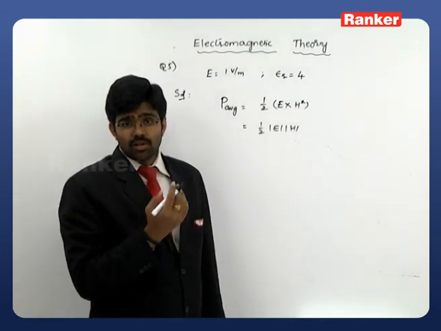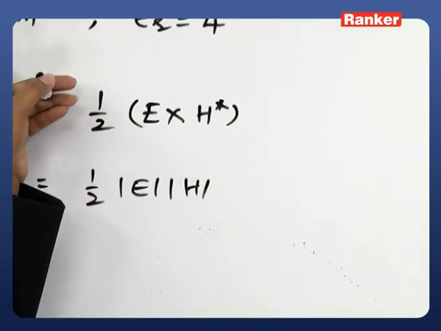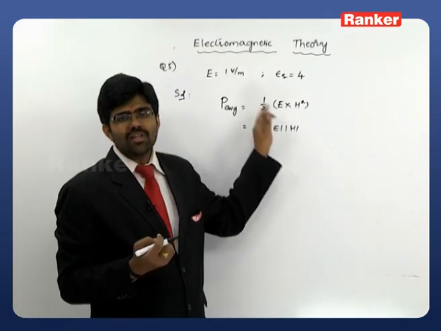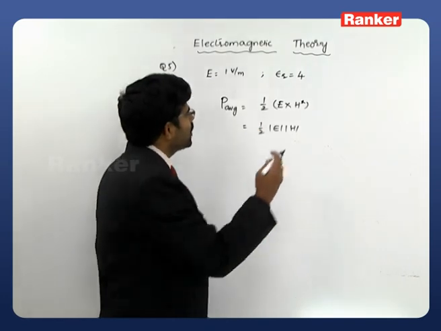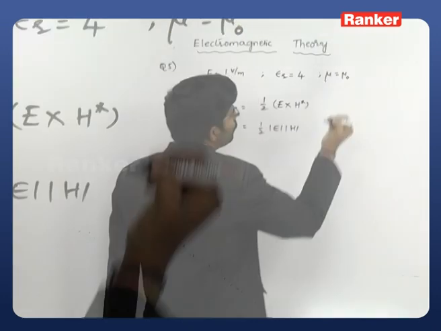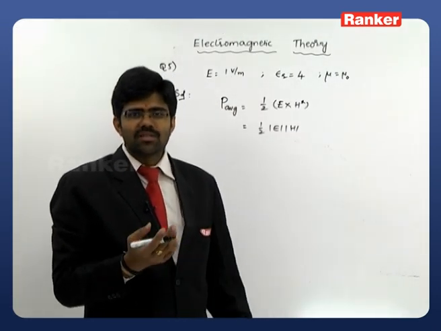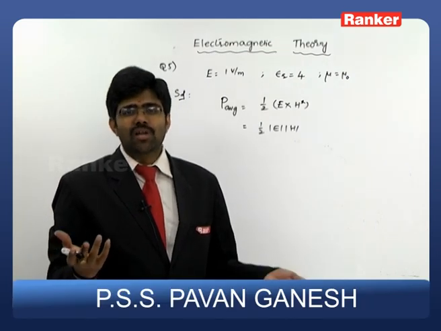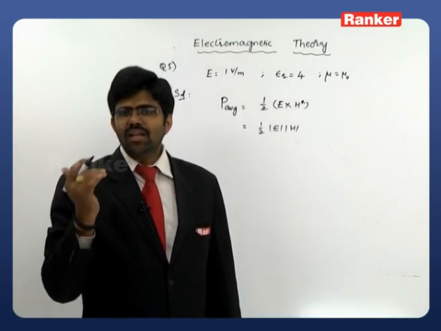But here H was not given to us. Instead of H, only E was there. So we have to bring this H from the given data, right? As I said, since the medium is a non-magnetic medium, consider mu equal to mu naught. Then how can we obtain H from the given data? There is no direct possibility to get H, so what we do is we convert that H to E. That is the better thing. So what is the relation between E and H?